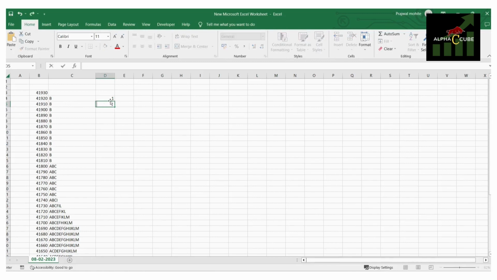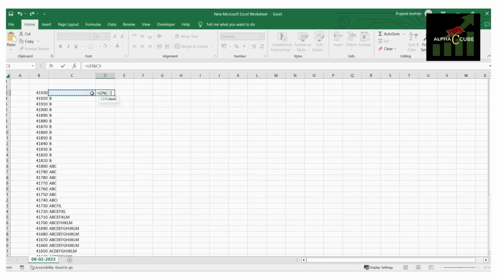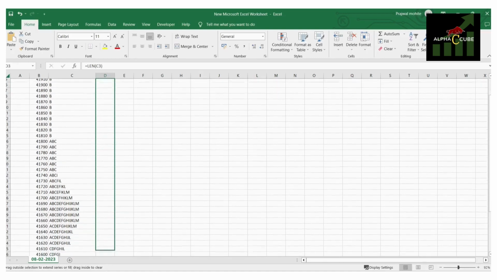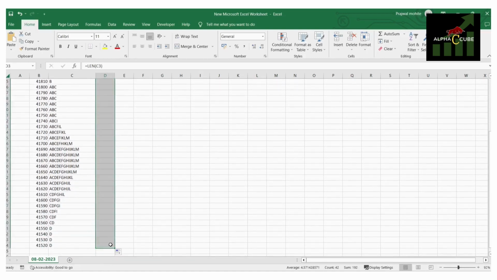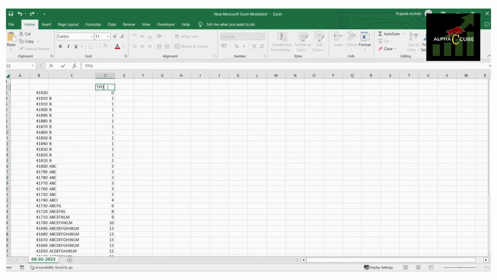So instead of doing this manually, we have a formula for this. What is that? It is equal to LEN and this one. You select this cell and just close the formula, so you'll get the number of TPOs at that particular cell. You can just drag this down to the low and see what count you get. So now you have TPO counts here. I'll put a heading here, TPO count.